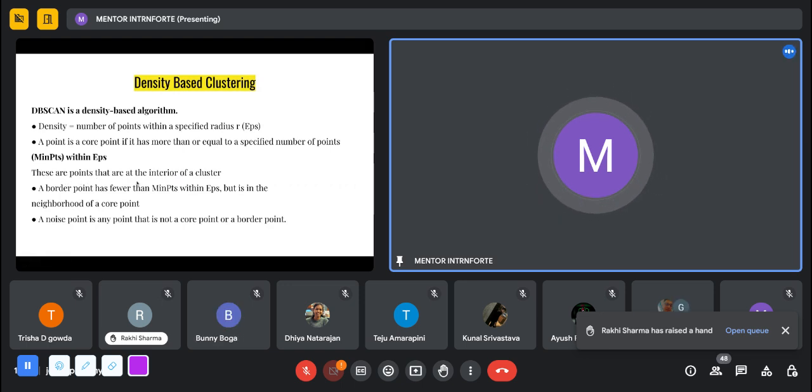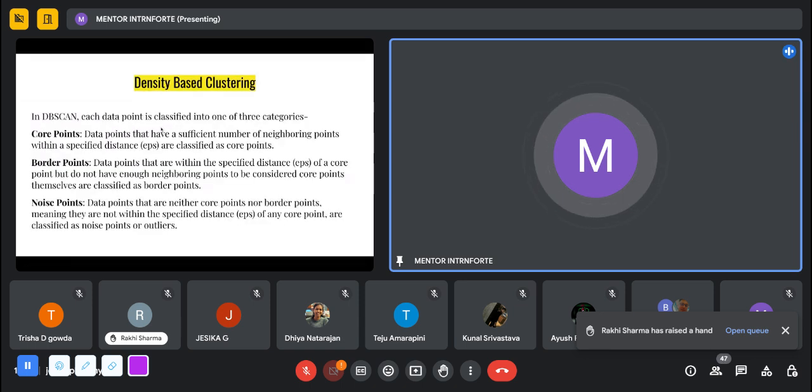These are points that are at the interior of a cluster. If you saw the picture, the way I was explaining, core points are at the interiors. A border point has fewer than min points within epsilon. A border point doesn't satisfy the min points criteria, but it is within the neighborhood of a core point. That is a very important thing about border points. A noise point is any point that is not a core point or a border point.